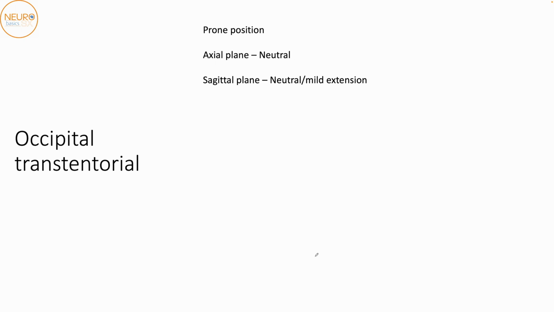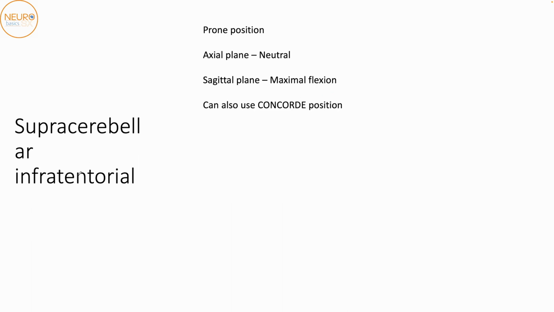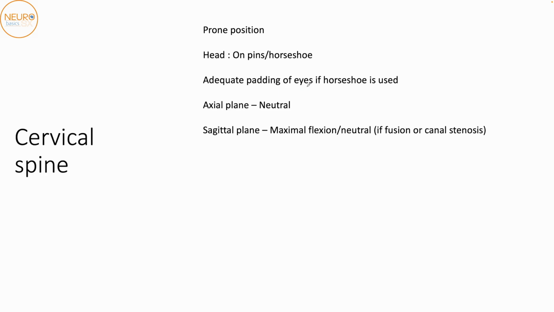Now there are multiple different surgeries which can be done with this, and we have to use different positions for these. For example, the occipital transtentorial approach would also be done in a prone position, in a neutral rotation in the axial plane, and you want in the sagittal plane for that to be only mild extension and not flexion. On the other hand, the supracerebellar infratentorial approach, similar idea, but here you would want a maximum amount of flexion. For this, you can even use a Concorde position.